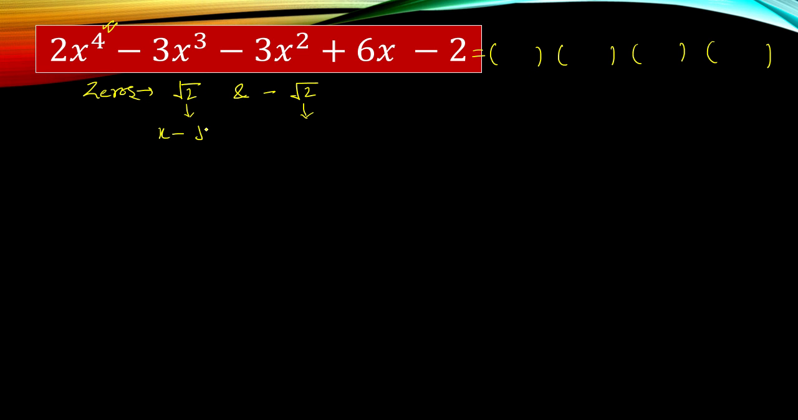So x minus root 2 should be the first factor and x plus root 2 should be the second factor. So we found two factors here, x minus root 2 and x plus root 2. Two factors of the polynomial we got now, and we are interested to get the remaining two factors. Now how to calculate? Let's see. Before that, we will see a concept here. What is the concept? Suppose the number is 24.